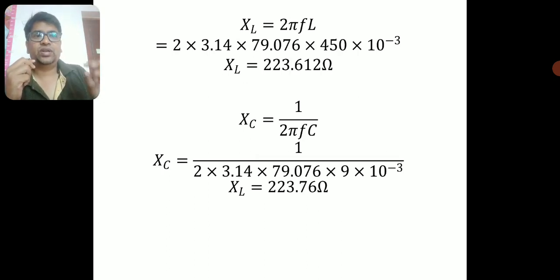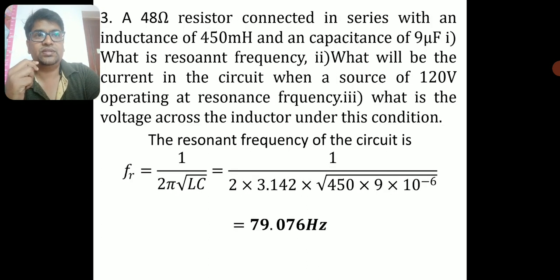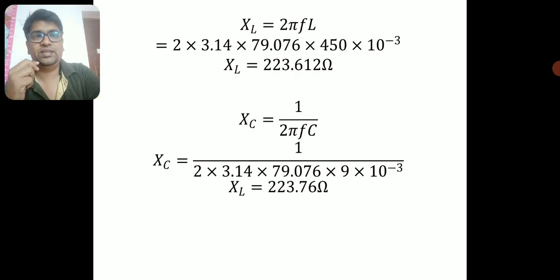Right. So capacitance is 9 micro, I feel. This is 9 microfarad. You please correct it. It is not milli. It is 9 into 10 to the power of minus 6. You please correct it. And XL is 223.76 ohm. I am getting almost the same value for XL and XC. This is XC. The last one is XC.